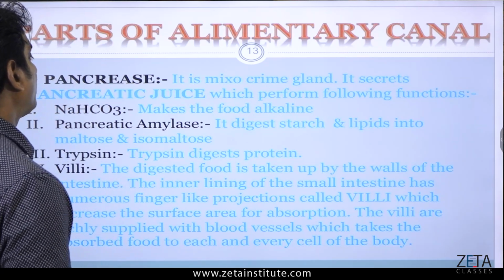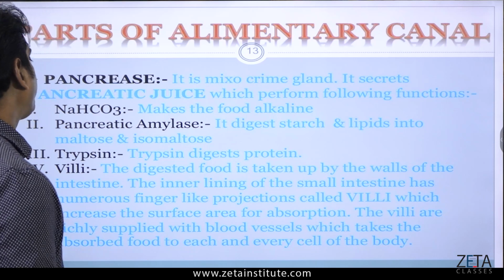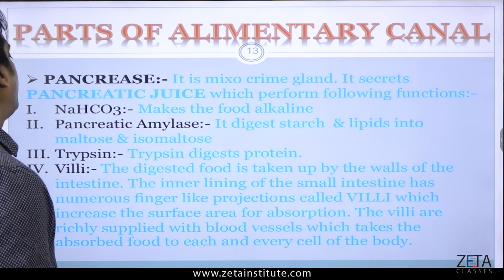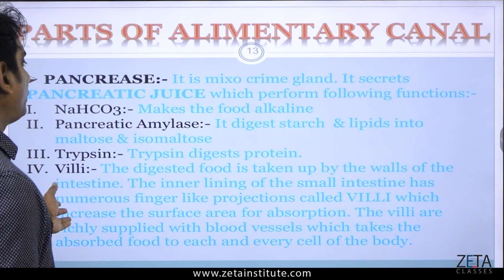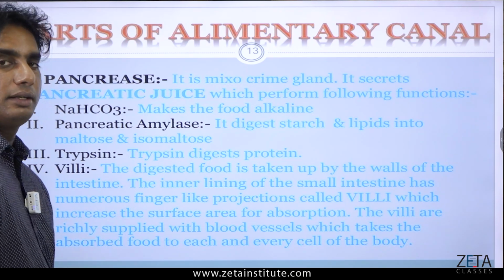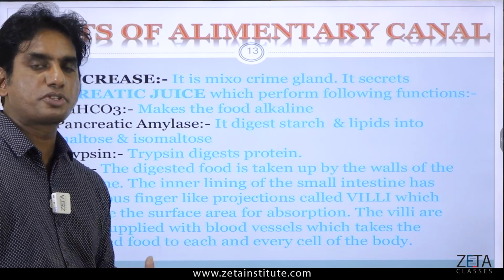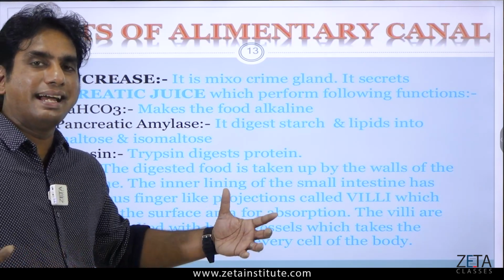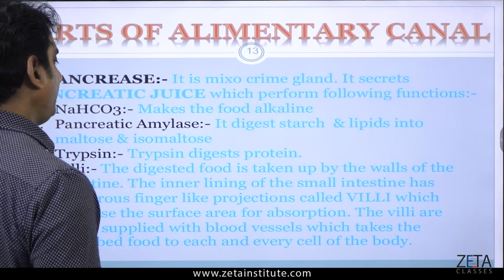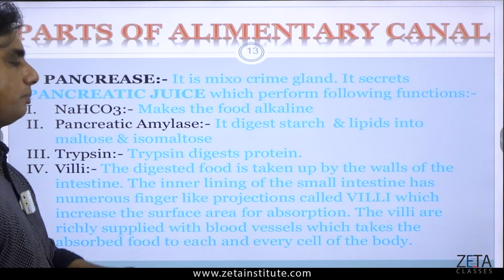The pancreas produces pancreatic juice, which makes the food alkaline: sodium bicarbonate, trypsin, and we have villi. What is villi? Villi are in the small intestine, the maximum absorptive surface area. For absorption of the food, we need to enhance the surface area, isn't it? Villus is doing that. So villus in the small intestine increases the surface area for absorption, and they are richly supplied with blood vessels.